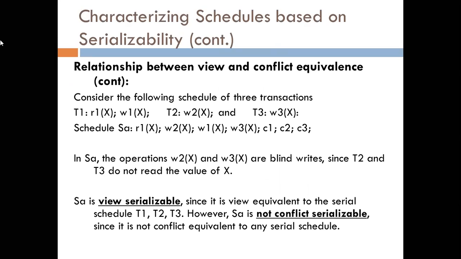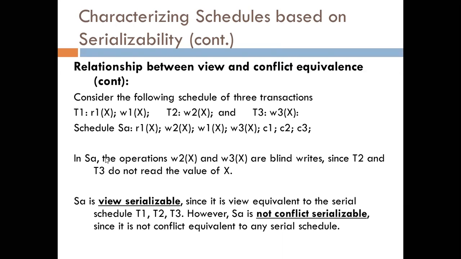Consider the schedule over here with three transactions, T1, T2 and T3. T1 is reading and writing, T2 is just writing and T3 is just writing. So in transactions 2 and 3, it is a blind write. They are not reading, they are just writing. So the schedule can be written as read X, write X, write X, write X, but here T2 is in the beginning, and then the transactions are committed.